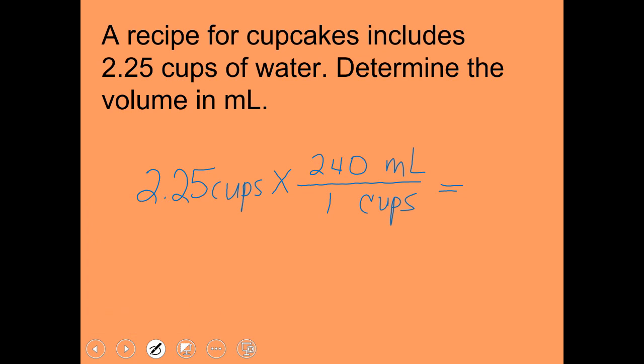Now you divide by the numbers that are on the bottom, you multiply by what's on the top, so the cups will divide out. 2.25 divided by 1 times 240, and you will get 540 milliliters. If the only thing we had to measure was a graduated cylinder, we would still be able to accurately measure that water and make our cupcakes.